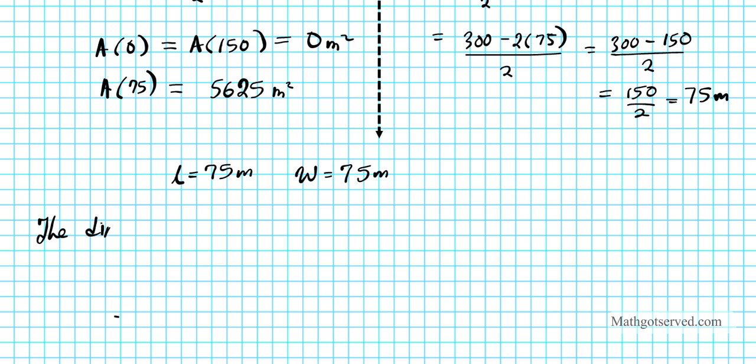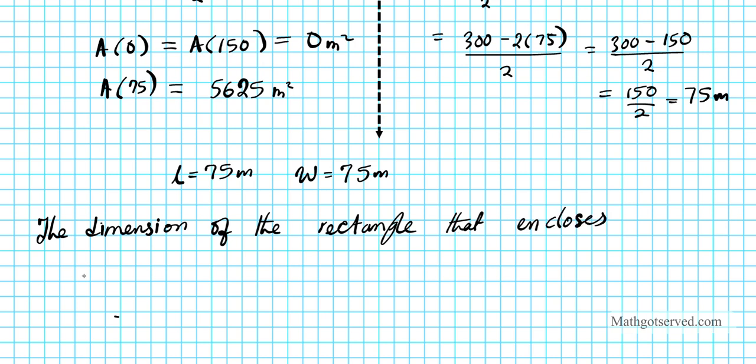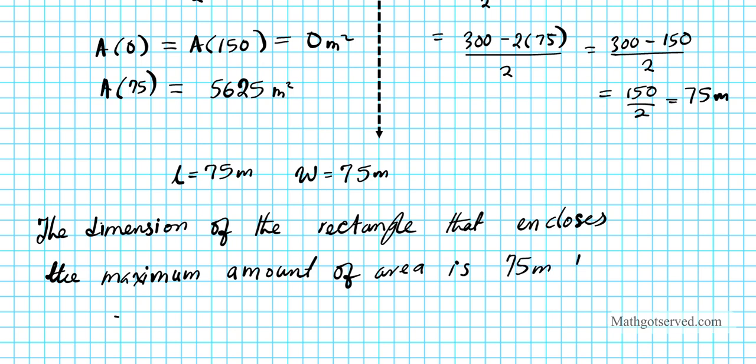So the dimension of the rectangle, that rectangle piece of land, or however we're going to call it, the dimension of the rectangle that encloses the maximum amount of area is 75 meters by 75 meters, which is basically a square. All right, so there you have it.